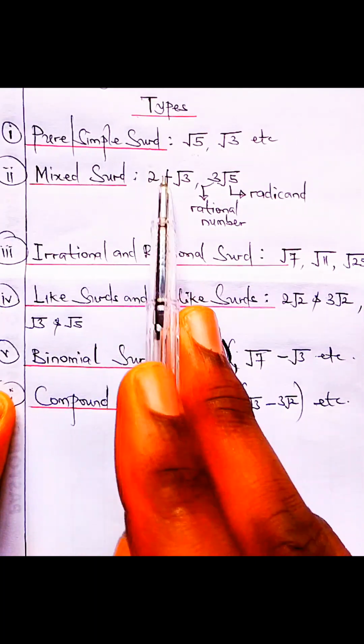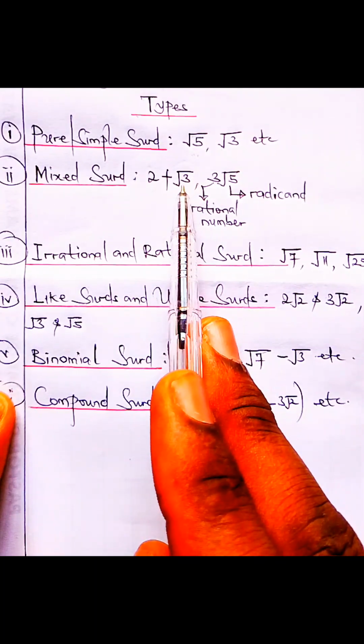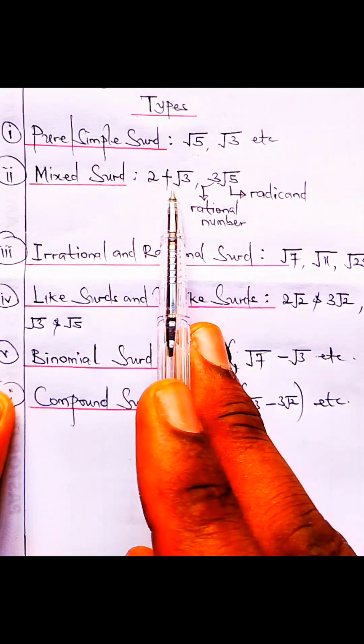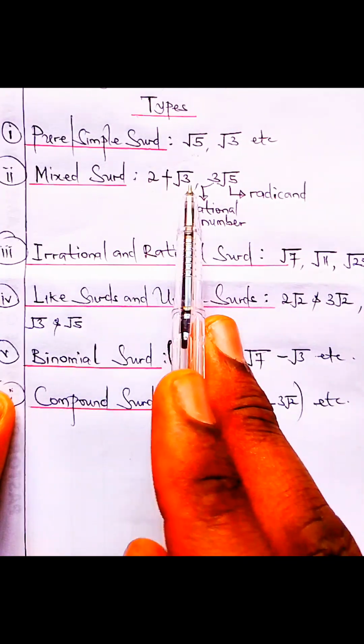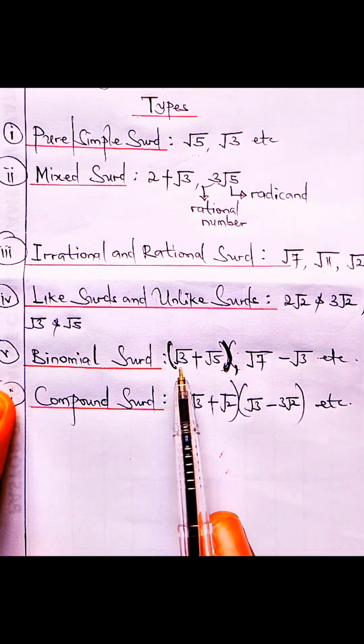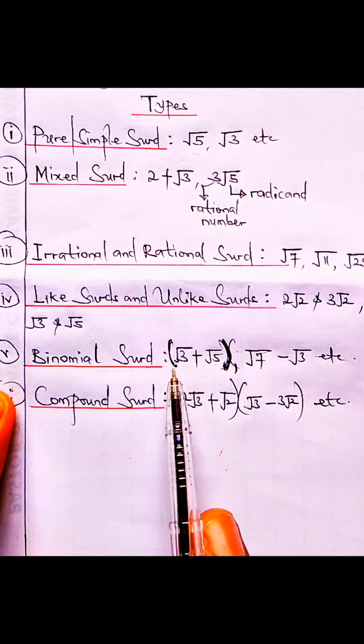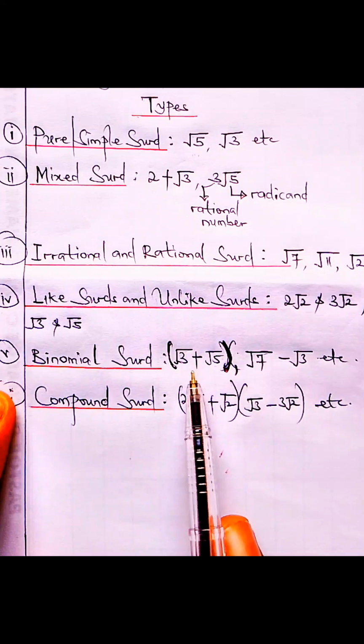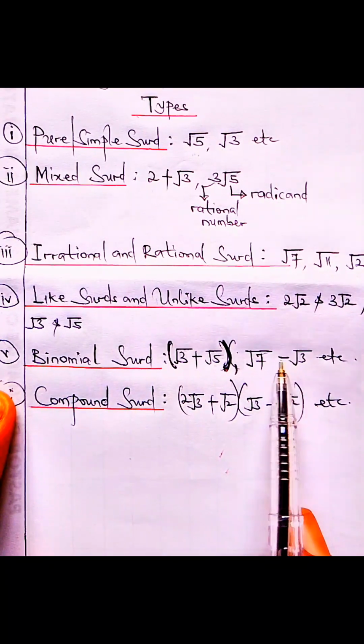Unlike the mixed surd, whereby one of them is rational and the other one is irrational. So that's a big difference between them. One is rational, the other one is irrational. But for these, they are different. The two of them are both surds that are connected with either an addition sign or a subtraction sign.